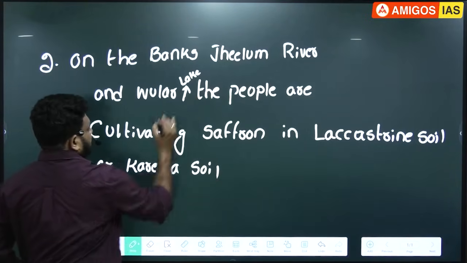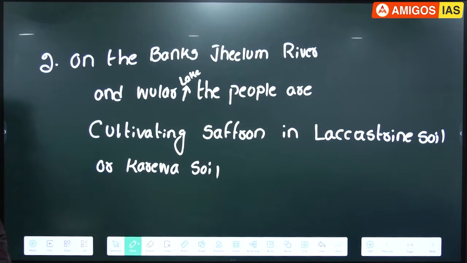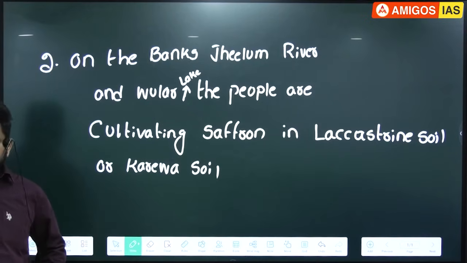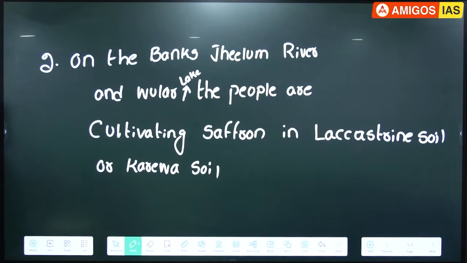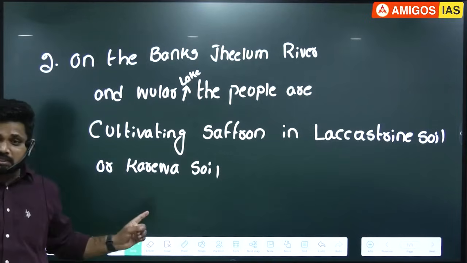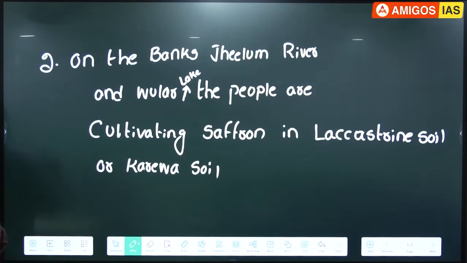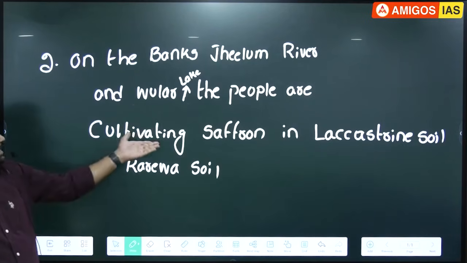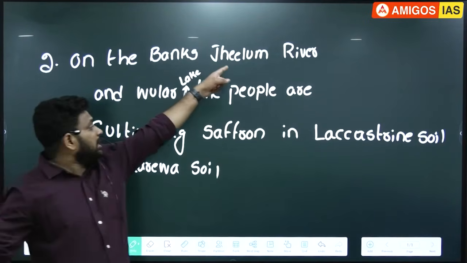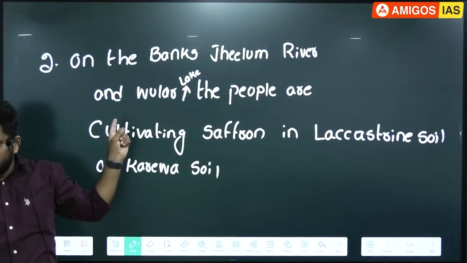Wular Lake. The people are cultivating saffron or jaffron. Okay, in which soil? Lacustrine soil. Locally, the lacustrine soils are called Kareva soils. Now, nowhere else in India can you find the growing of saffron except on the banks of the Jhelum River as well as Wular Lake.